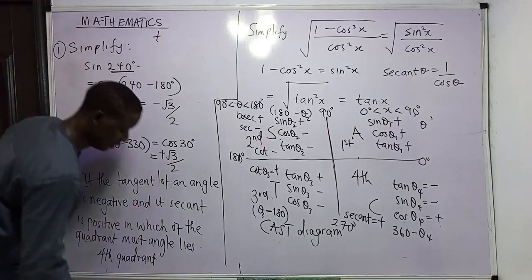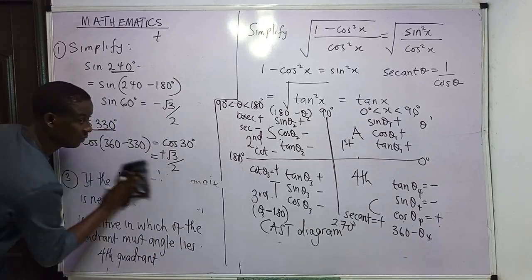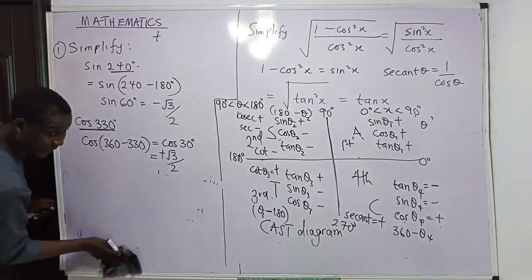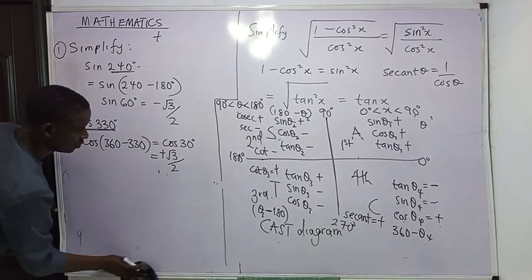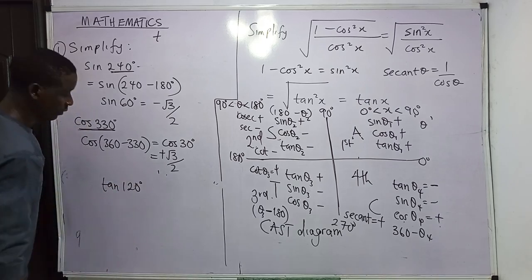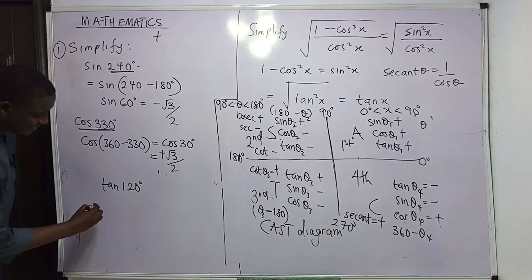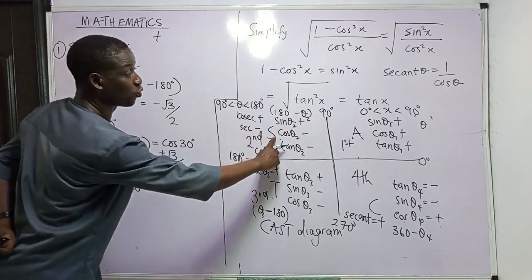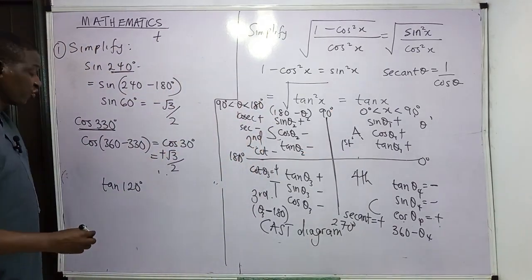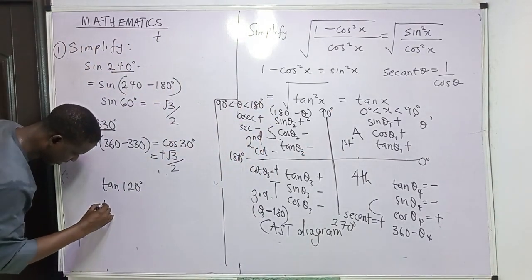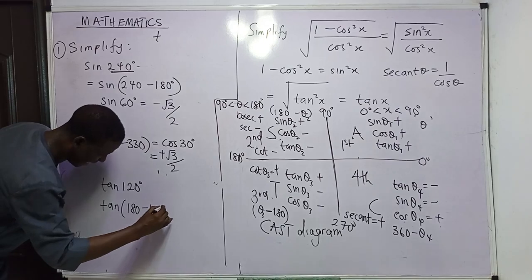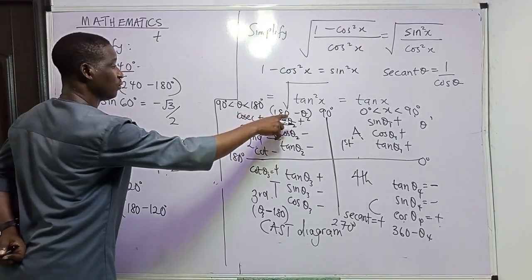Lastly, let me do the last one. Let's say we are given tan 120. Now tan 120, my dear, is equal to what? It is in the second quadrant. It is higher than 90, so it is an obtuse angle. So in that case, I always say tan 180 minus 120. I gave you that before. That's the angle, 180 minus.